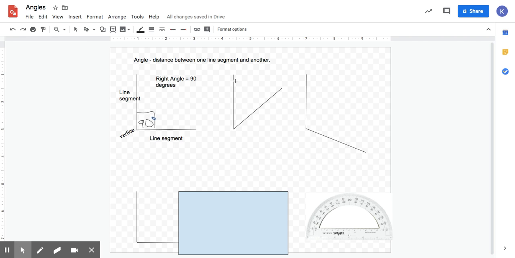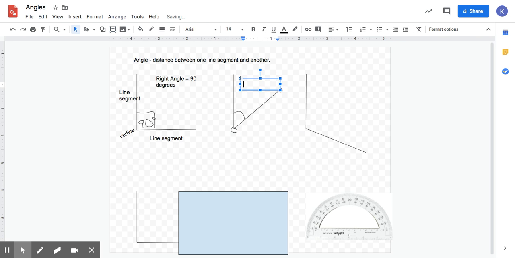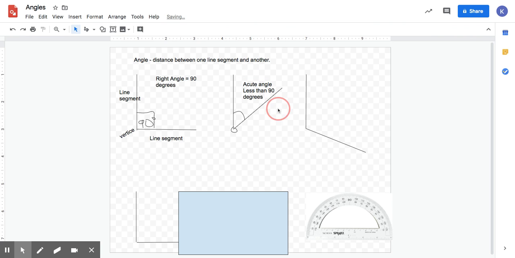Well, let's go over here. This angle has my line segment and my vertices. And now this little section right here is my angle. Now, is that angle bigger or smaller than a right angle? That little section, the distance in between of my angle, is smaller than a right angle. So when I have an angle that is smaller than a right angle, do you know what it's called? It's called an acute angle. So when I have an angle that's less than 90 degrees, I know it's acute.